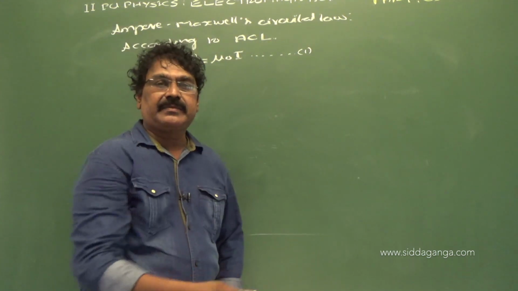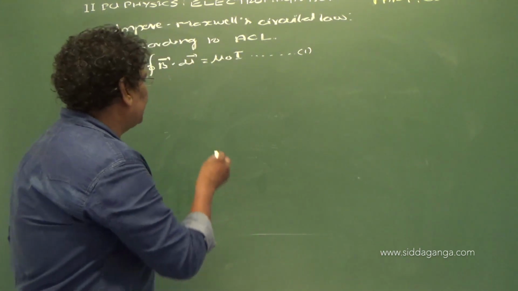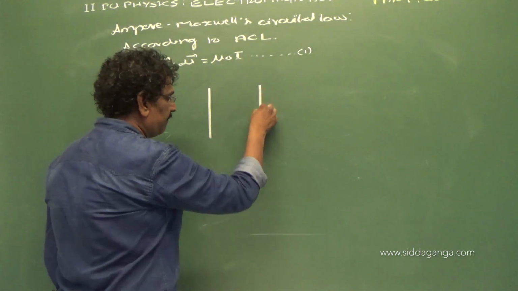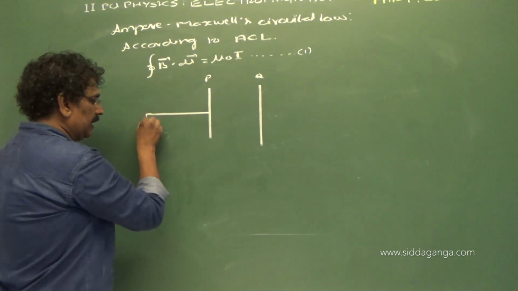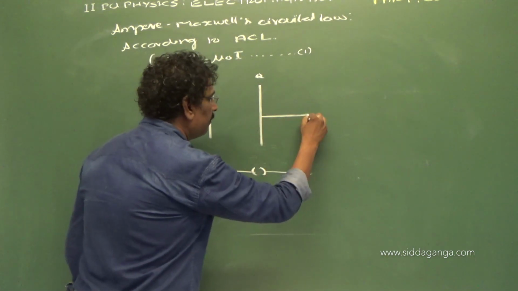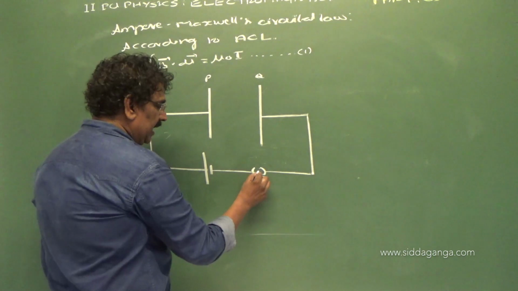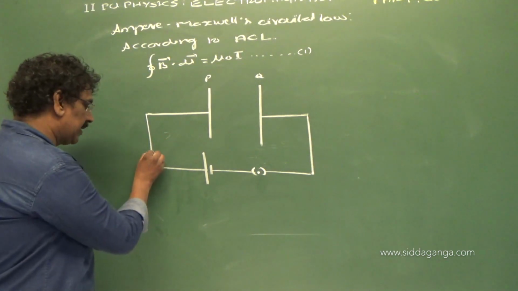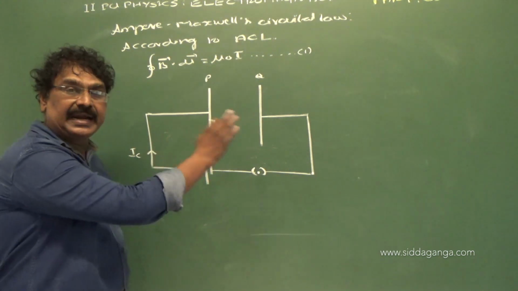Now Maxwell conducted an experiment. The experimental arrangement consists of two plates of a capacitor, P and Q, connected to a battery and a key. When the key is closed, an electric current starts flowing through the circuit, and that current we call a conduction current, the current flowing through the connecting wire.